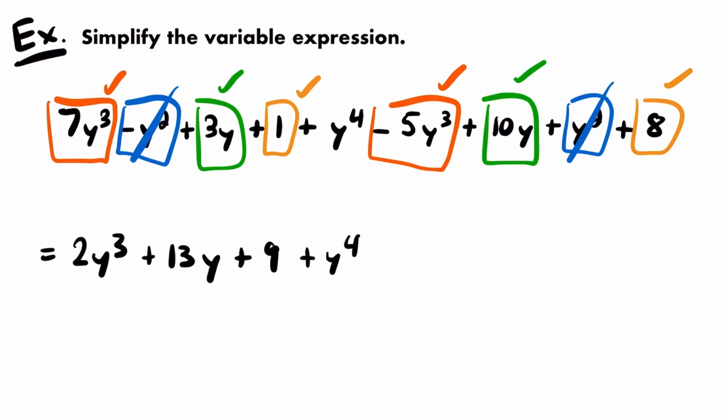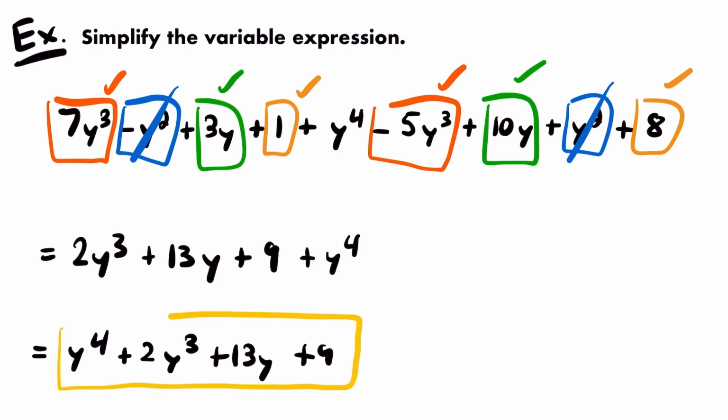The properties of addition tell us that it doesn't matter what order we add numbers in, it will result in the same value. So we could say that this is equal to y to the power of 4 plus 2y cubed plus 13y plus 9. I just put this y to the power of 4 term first so that our terms are ordered from biggest to smallest in terms of the powers of y. So we have y to the power of 4, then y cubed, then y to the first power, and then just the constant term where there is no y. All right, so that would be my final answer.